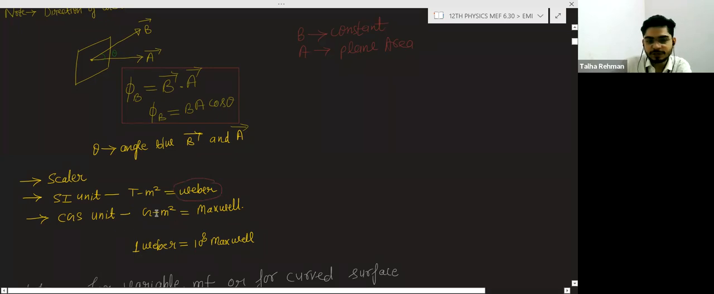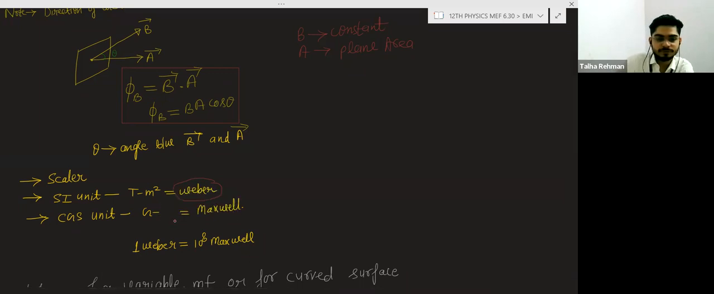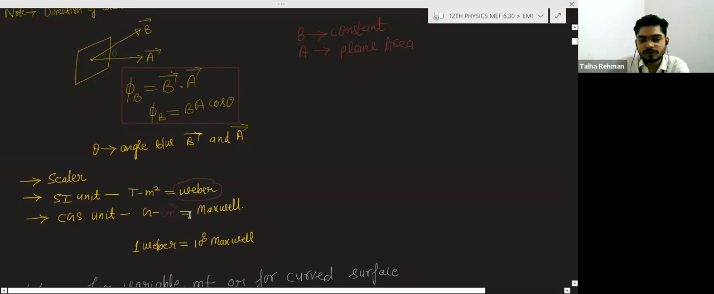And the CGS unit is Gauss centimeter square. CGS is centimeter, gram, and second. Gauss centimeter square is also known as Maxwell, and there is one conversion here. 1 Weber is equal to 10 to the power 8 Maxwell.